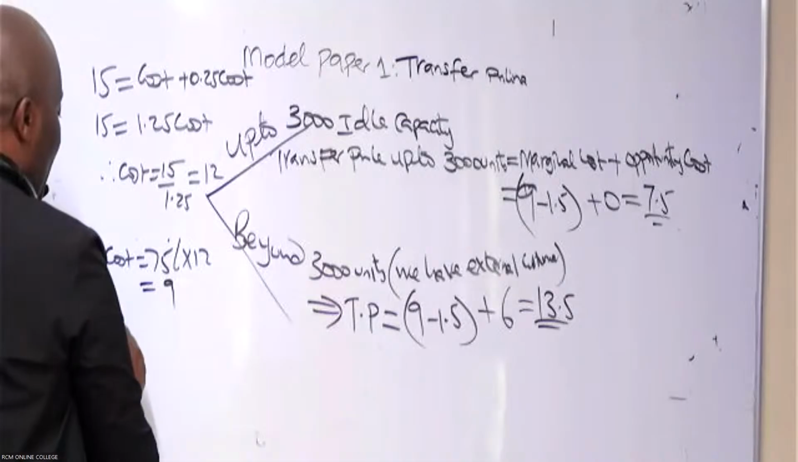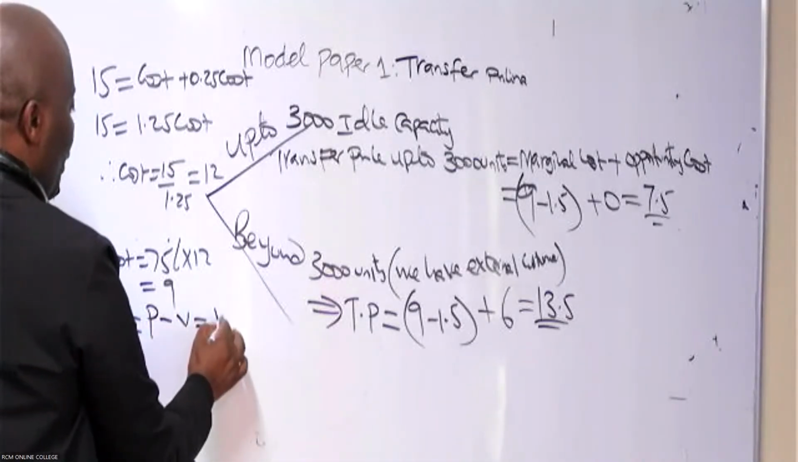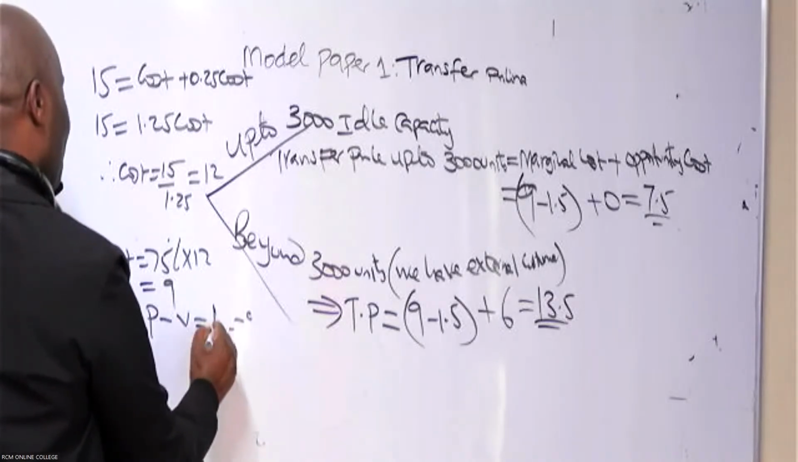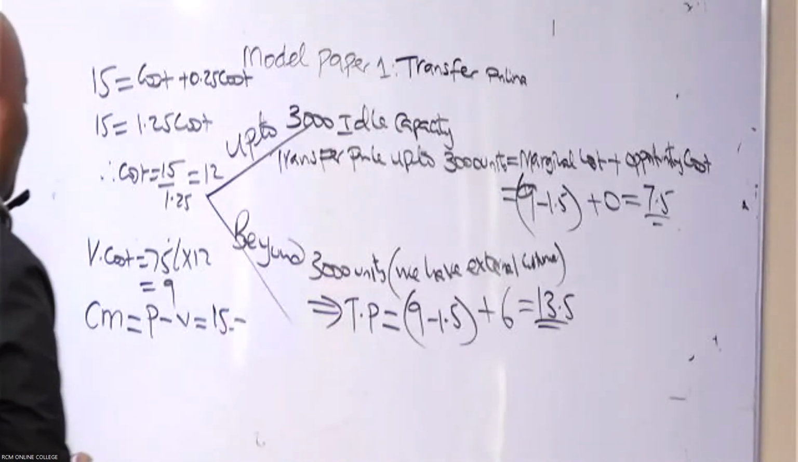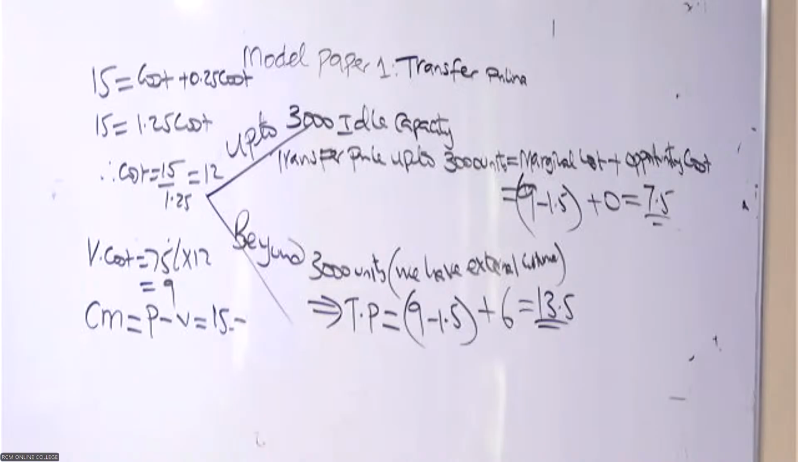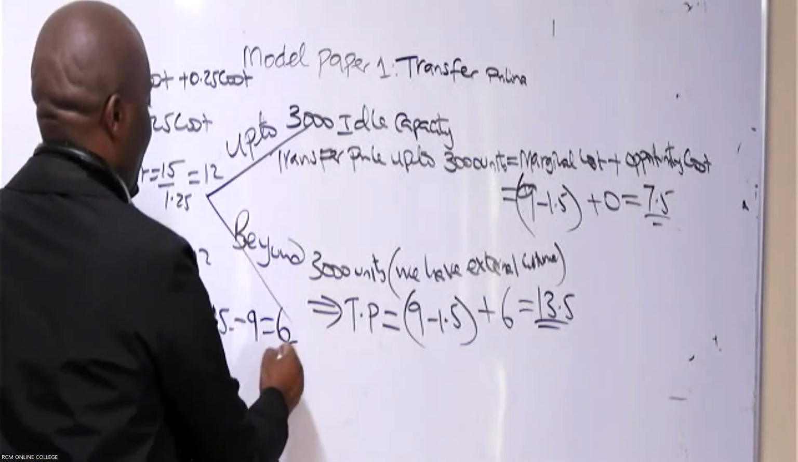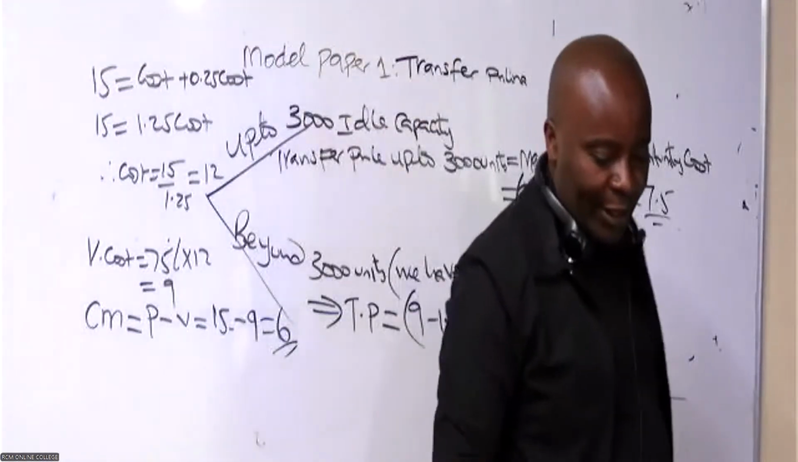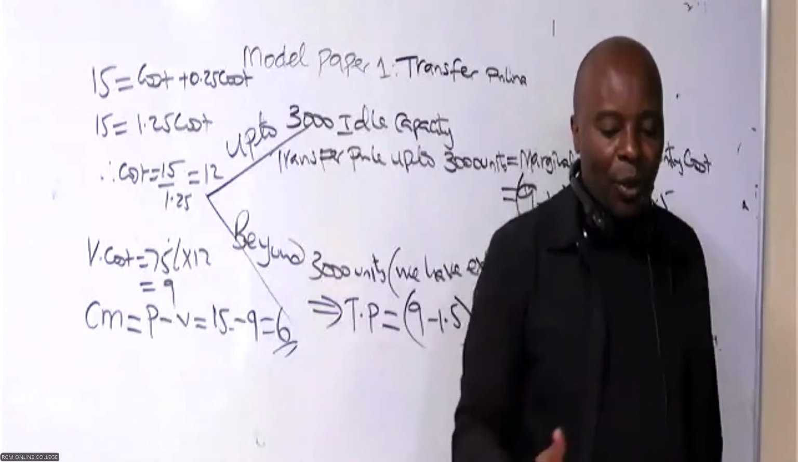And then we went ahead and looked at lost contribution margin, which is price minus variable cost. The price here is 15, minus the variable cost, which is 9. That's how we got that 6. If you get time to watch this video later, you will be able to understand this much better.